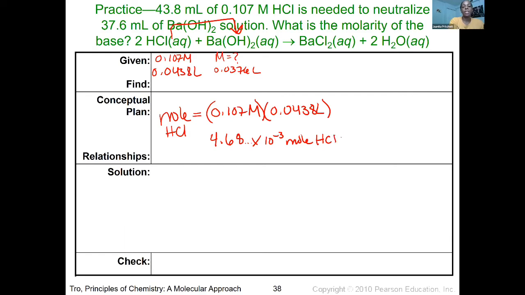We know that the next step is then to use the mole to mole ratio. We want to cross the bridge. So moles of HCl on the bottom, that'd be 2 of them, is to 1 mole of barium hydroxide. Okay, so we divide that answer by 2, and we now end up with 2.34 times 10 to the negative third moles of barium hydroxide.